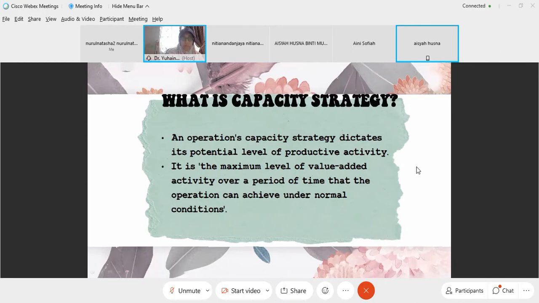An operation's capacity dictates its potential level of productive activity. What does it mean by an operation's capacity strategy dictates its potential level of productive activity? See, that's why I want you to explain in your own words, because if you just explain from the books, then you don't understand what it means. Okay, never mind. Finish first.